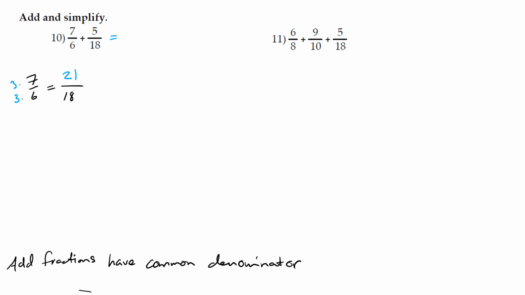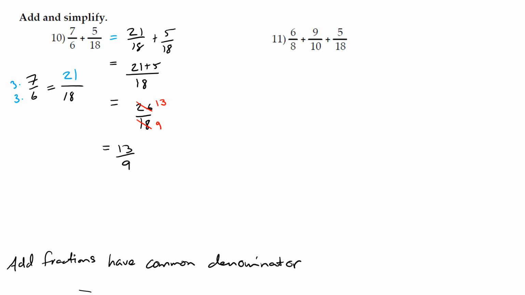So our original problem is now going to be 21 over 18 plus 5 over 18. Now that I have a common denominator, I can just add my numerators and I keep the denominator. So this is going to give me 26 over 18. And we see that these both share a factor of 2, so we can simplify. 26 divided by 2 is 13. 18 divided by 2 is 9. So this will simplify to 13 over 9.